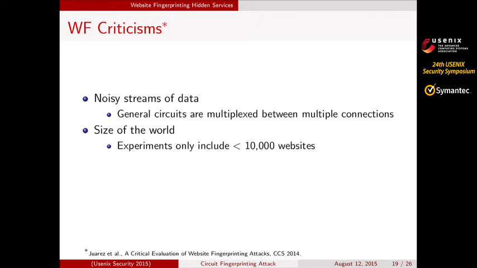Another criticism was that the size of the world in these experiments is generally very small. Most experiments only include less than 10,000 websites, and most include only about 5,000 websites at most. Considering there are actually millions and billions of websites, maybe we haven't tested on enough, so we don't really know if it will work. That was another criticism.